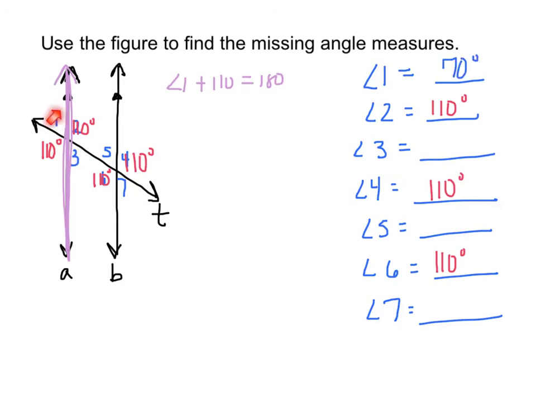Angle 3 is across from it, so that also has to be 70. And 5 and 7 are corresponding to 1 and 3. So 5 also has to be 70 degrees, and angle 7 has to be 70 degrees.